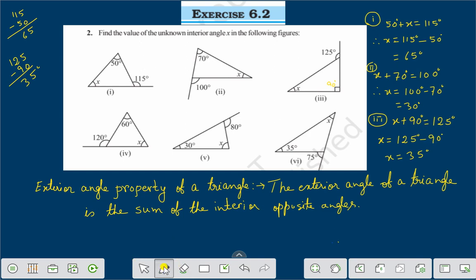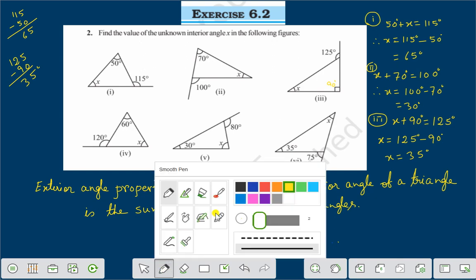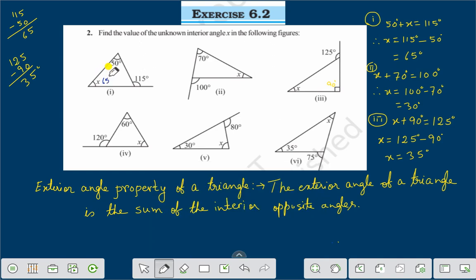Right? Here you see that the value of the first angle is 65 degree. The value of figure 2 is 30 degree, and the value of figure 3 is 35 degree. This is 35 degree and this is 90 degree. Right? Now you shall solve question number 4, figure number 4.